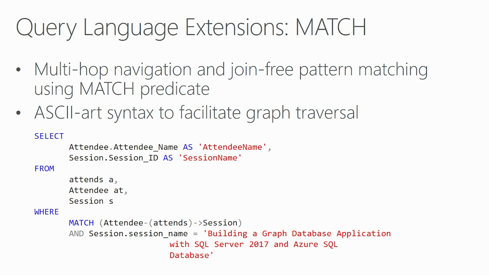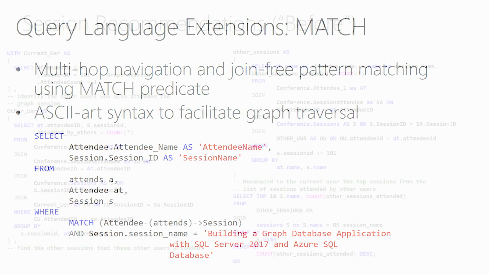So anything that appears inside parentheses in that pattern is an edge, and anything that appears at the two ends of the arrow in that pattern is a node table, right? So we go from a node to another node via an edge.